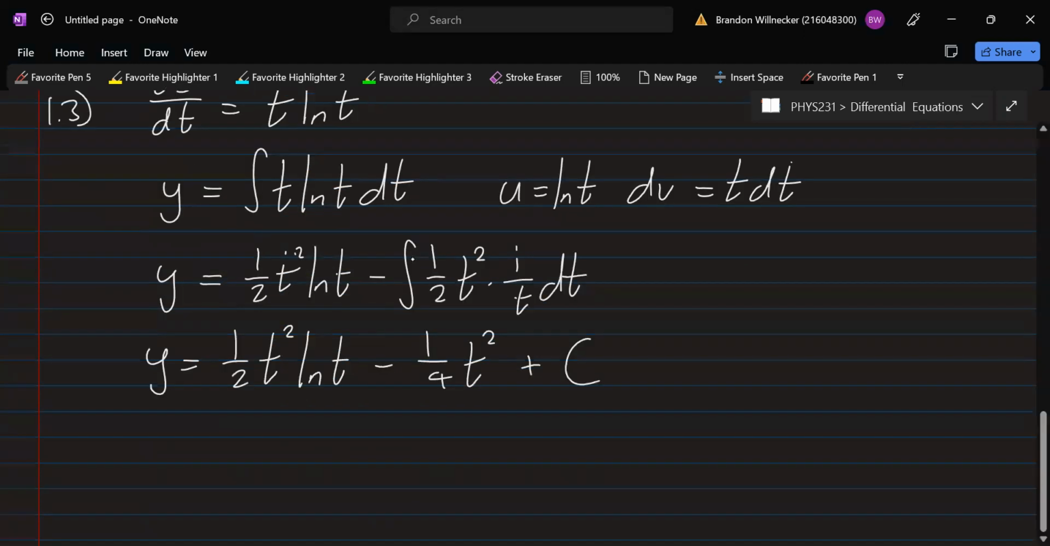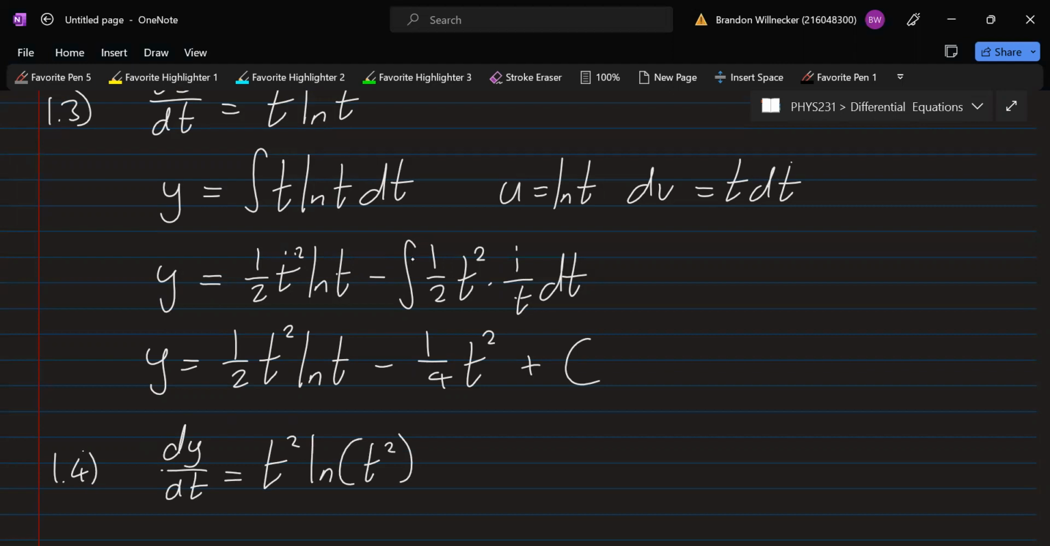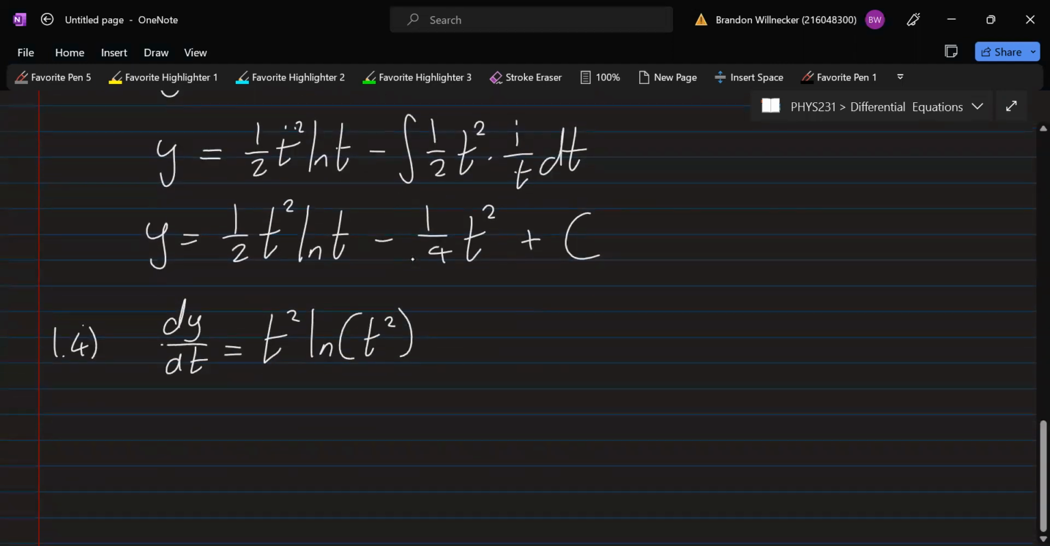Okay, lastly, 1.4. We have dy by dt is equal to t squared natural log of t squared. Now this looks like what we had before, but it's a bit more complicated because of the t squared. However, note that in the natural log, if we have something to an exponent, this exponent can be taken out. So the natural log of t squared is 2 times the natural log of t. And then that simplifies this a bit.